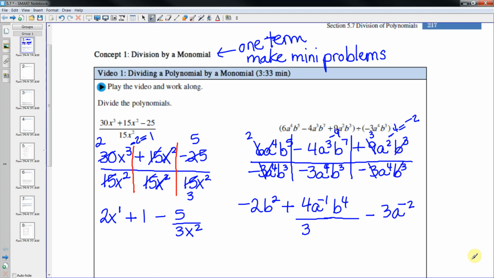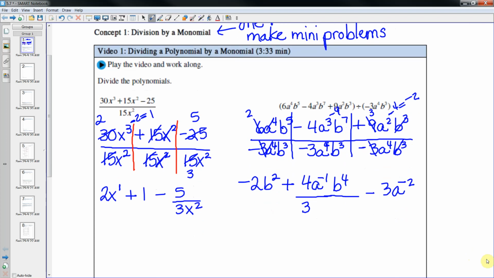Now remember, we cannot leave our answers with negative exponents, so these a to the negative 1 and the a to the negative 2, I need to take care of those. So 2b squared is fine, plus, remember 4's on top, 3's on the bottom. Now b to the 4th was just fine. He has a positive exponent, so he's going to stay up here with the 4. The a to the negative 1 is going to have to come down here to be with the 3 and be a to the 1. In this last term, the 3 is just fine, but the a to the negative 2 needs to come to the bottom and be an a squared.